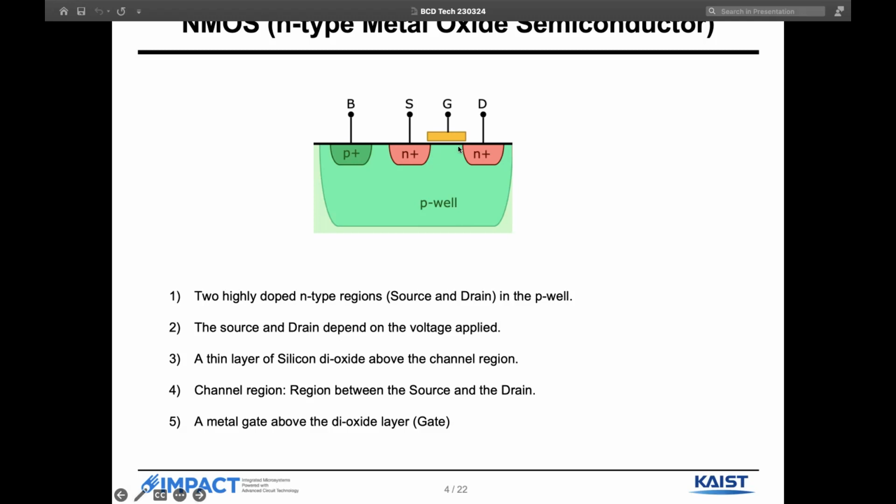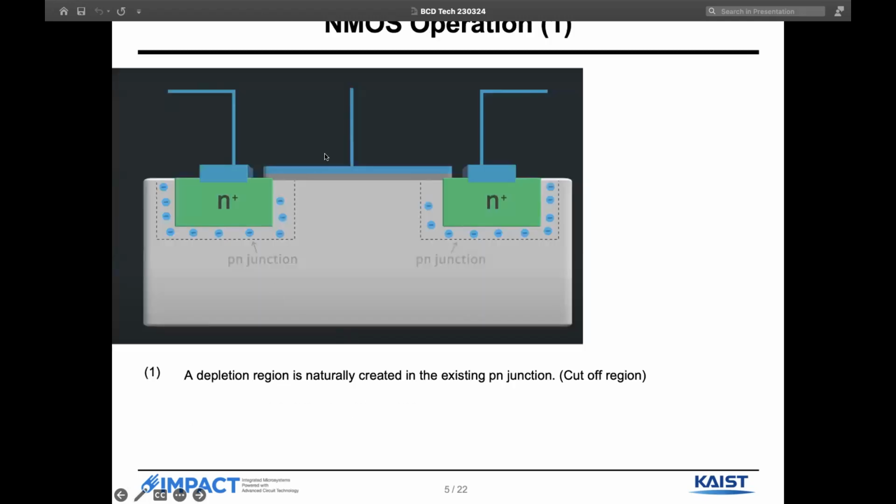The region between the source and drain is called the channel region, and there is a thin layer of silicon dioxide above this channel region. Above that silicon dioxide layer is a metal gate. That's why it is called metal oxide semiconductor: there's semiconductor, there's oxide above, and then there's metal. So how does NMOS work?